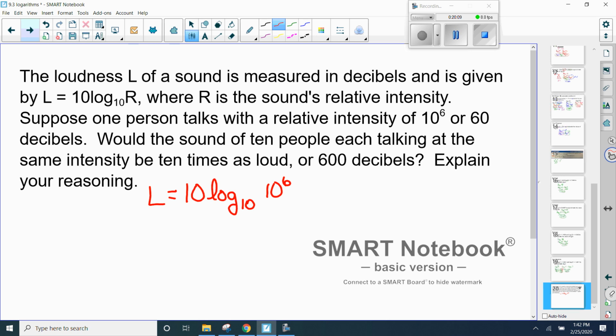I'm going to give you a minute to discuss amongst yourselves how you think you would go from there. Anybody have anything to add to this? What are we trying to compare? Are we only talking about one thing like we did the fireworks? We're talking about 10 people versus one person. So we're talking about two different loudnesses that we want to compare. What is this right here? Just one person. What do you think would happen to the loudness if you had 10 people talking?